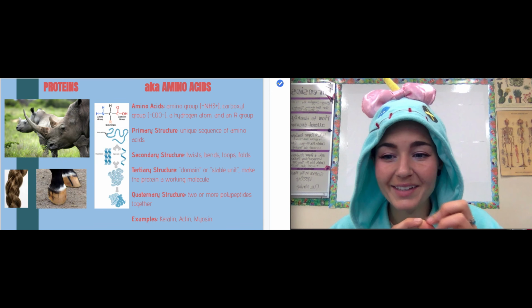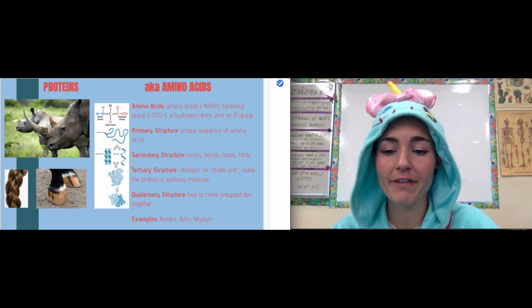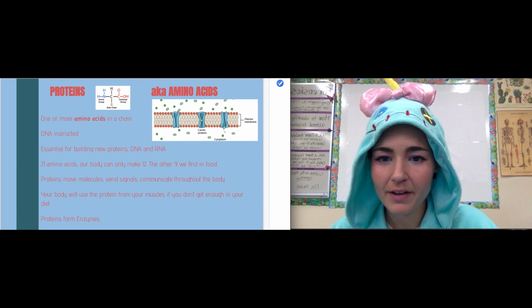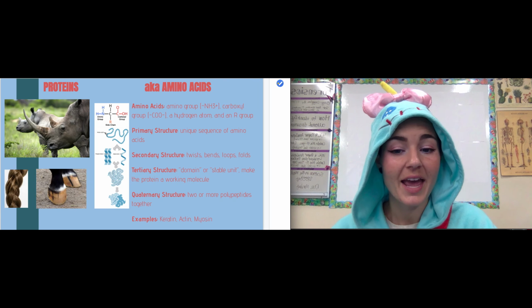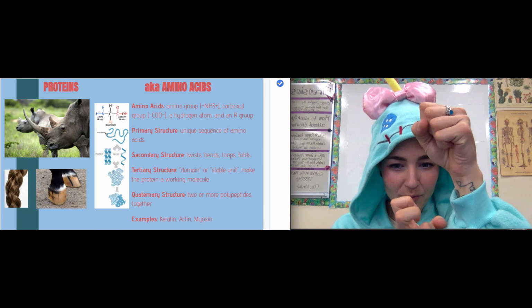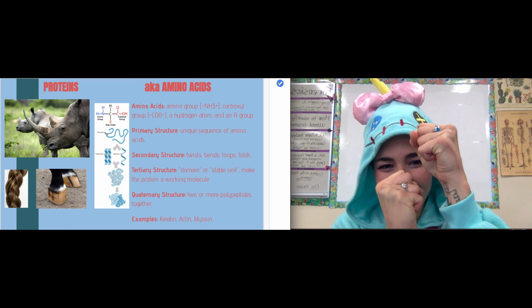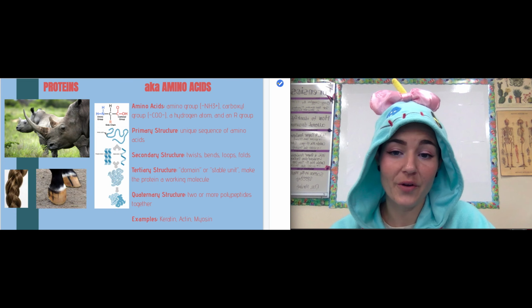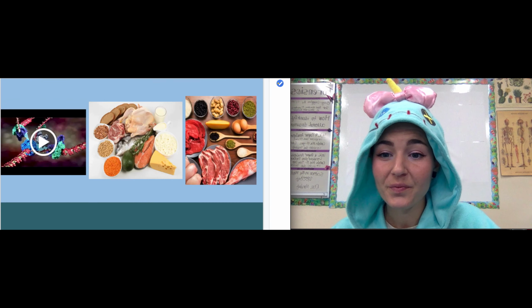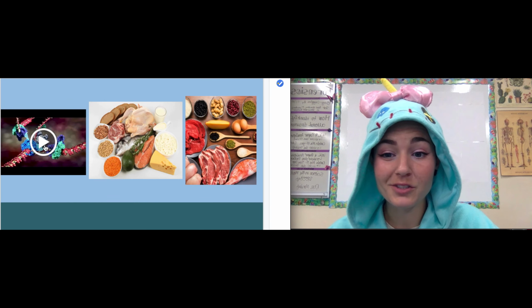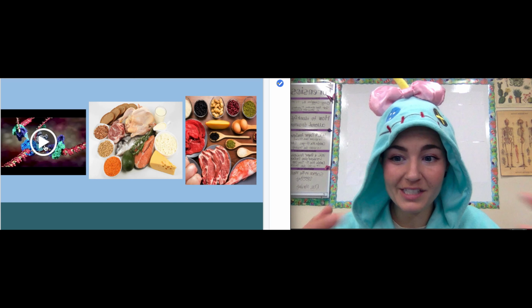There's actin and myosin, and those are found in the body. Let me see if I included a picture. Well, I didn't. Actin and myosin are in your muscles, and they essentially determine whether or not the muscle is tight and clenched or if it's relaxed. So there are so many different proteins. They do so many different things. So I've got a little video here just for you guys to see what proteins do in the body.